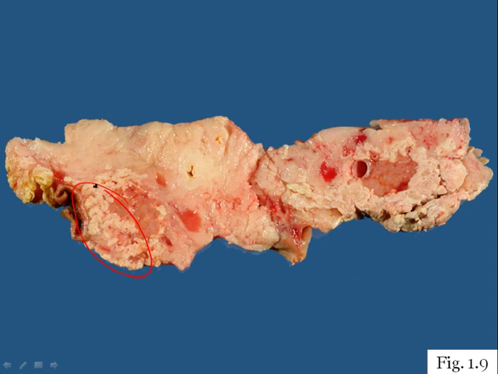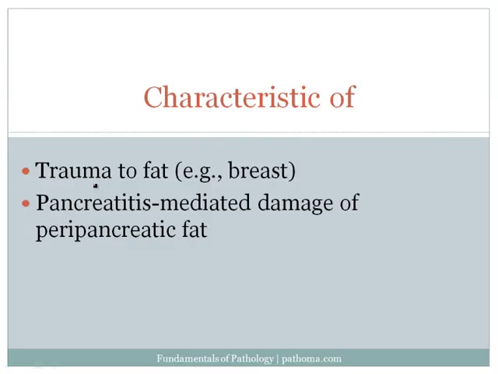Now, let me take a step back and remind you, because sometimes students can get confused. In pancreatitis, where you get chewing up of the pancreas by pancreatic enzymes, you get liquefactive necrosis of the pancreas, and you get fat necrosis of the peripancreatic fat. Again, that's fat necrosis.